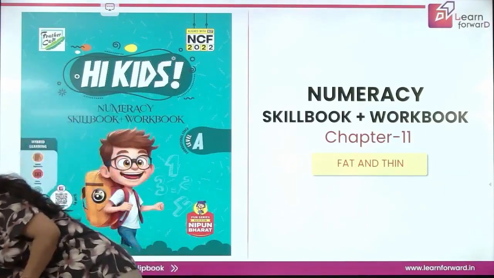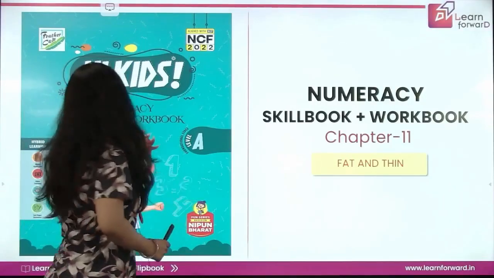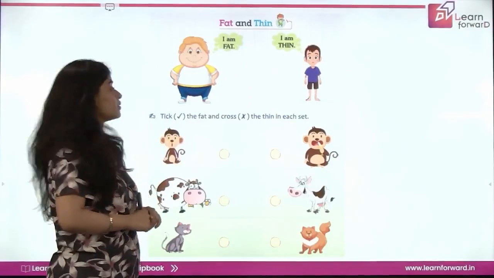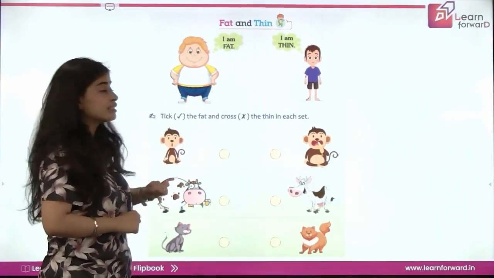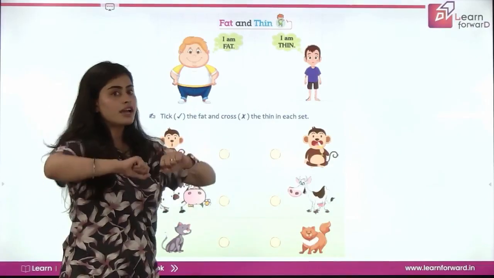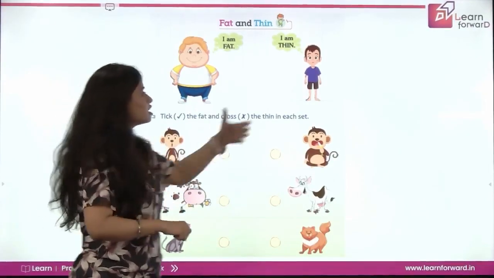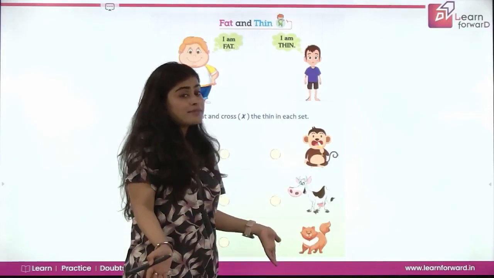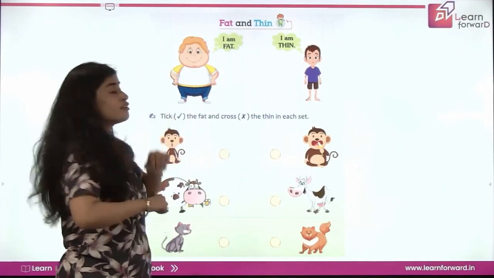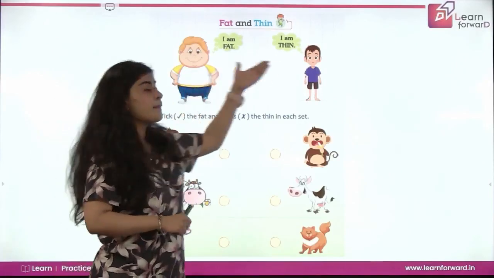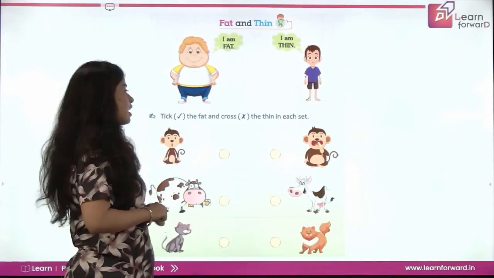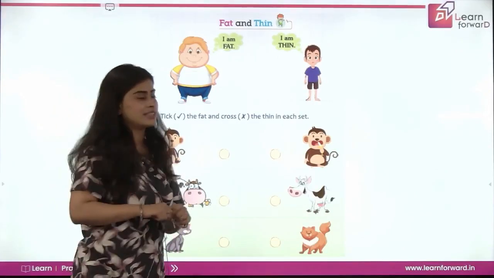Now I will show you some more examples. See, there are two boys here, right? This is fat. This is thin. Now this boy says, I am fat. And this boy says, I am thin. This is thin. This is fat. Mota, patla.